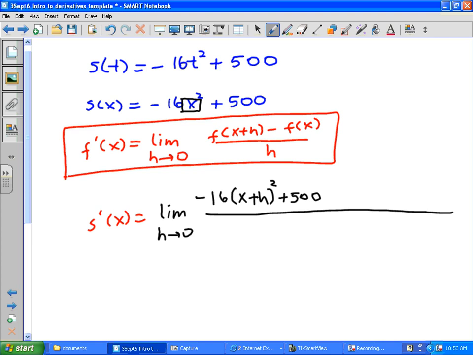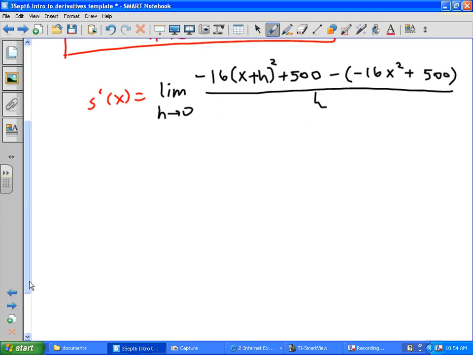Minus the function itself, which is, we're going with the x's, so we might as well just stick with the x's. So minus, in parentheses, negative 16 x squared plus 500. I'm going to distribute that negative in my next step. And everything should be divided by what? By h. Now we're going to simplify this.